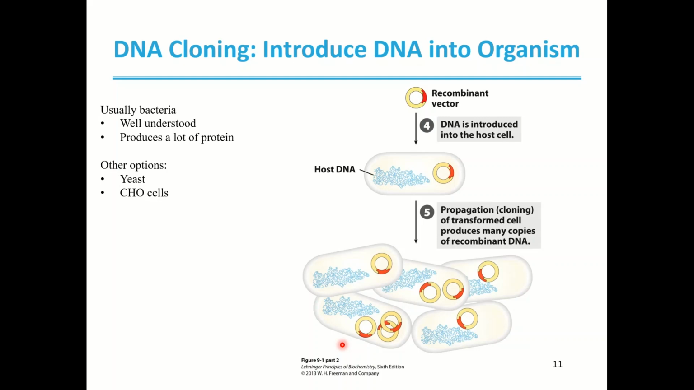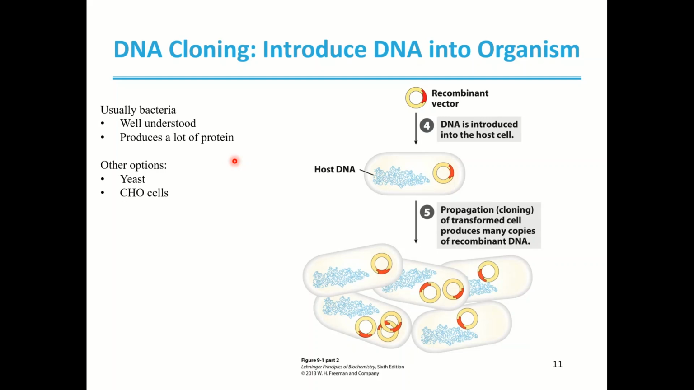The next step, once you have that recombinant vector, is to put it into a host cell. The host cell has its DNA in it as well, and then it will have your plasmid that you put into it. Usually you use bacteria. Bacteria is great because it's a very simple organism. You can grow lots of it. The conditions are very, very simple to grow. It produces lots of protein.